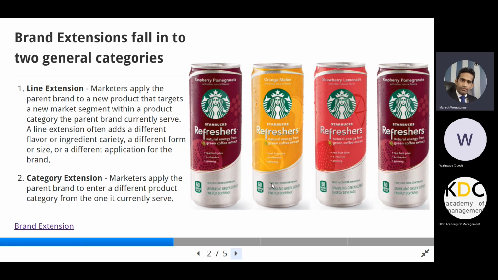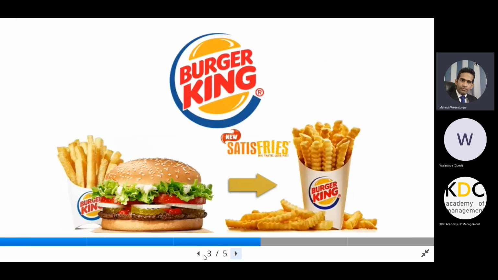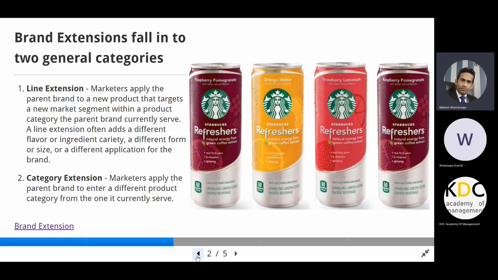So Starbucks is doing that. The Starbucks Refreshers come in different flavors other than coffee: strawberry, raspberry, orange. That we identify as the line extension. So with Coca-Cola, we have line extensions too. A new market segment, what do you call the Diet Coke? A new market segment in the same category.